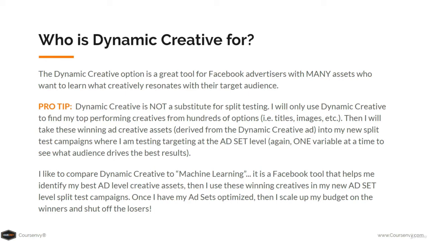I like to compare dynamic creative to machine learning. It is a Facebook tool that helps me identify my best ad level creative assets. Then I use these winning creatives in my new ad set level split test campaigns. Once I have my ad sets optimized, paired with these winning creatives, then I can scale up my budget on the winners and shut off the losers.